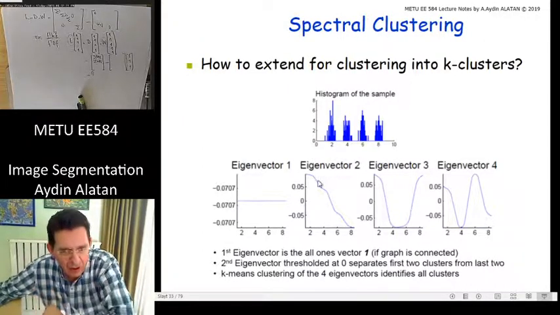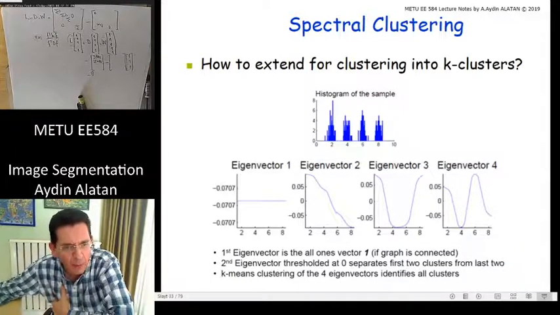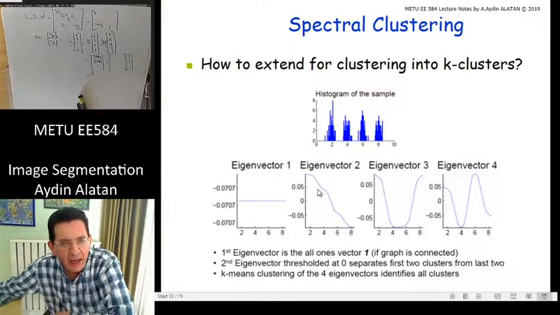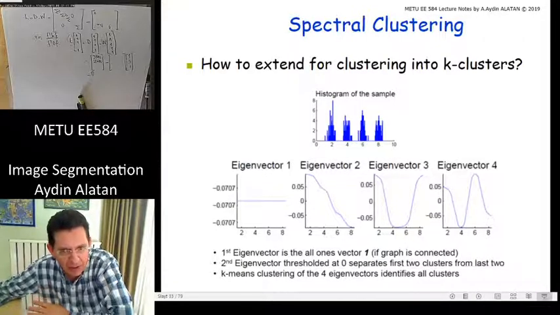In other words, the eigenvector 2, the eigenvector corresponding to the second minimum eigenvalue, this non-zero one, is giving positive and negative values, and we are making clustering through this. In other words, these two is one cluster, these two is another cluster. Let's continue to look for the third eigenvector.